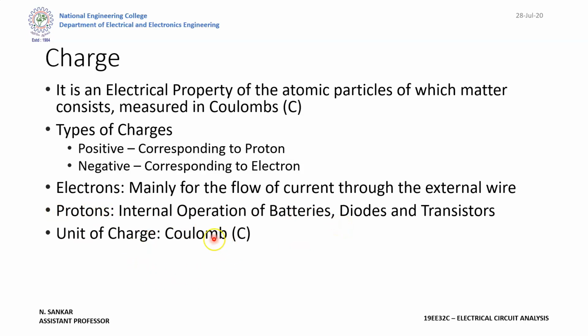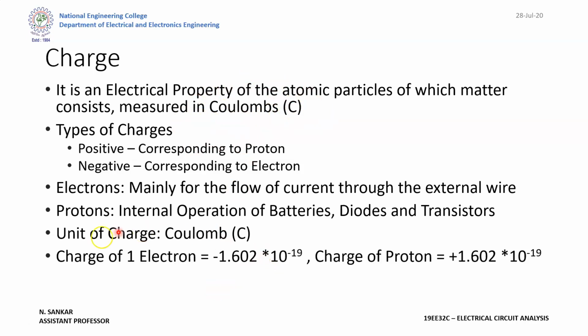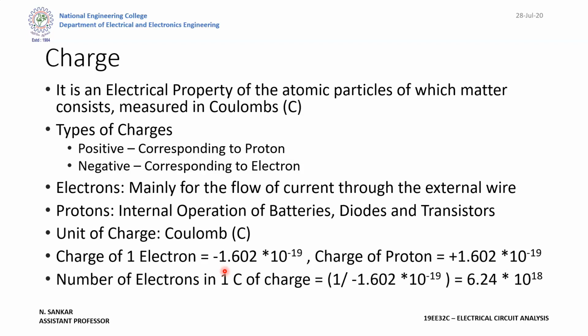The unit of charge, I already told you, is the coulomb, which we represent as C. The charge of one electron is minus 1.602 into 10 power minus 19 coulomb, and the charge of a proton has the same magnitude but a positive sign. From this we can get the number of electrons for 1 coulomb of charge. In 1 coulomb of charge, we have a total of 6.24 into 10 power 18 electrons or protons.